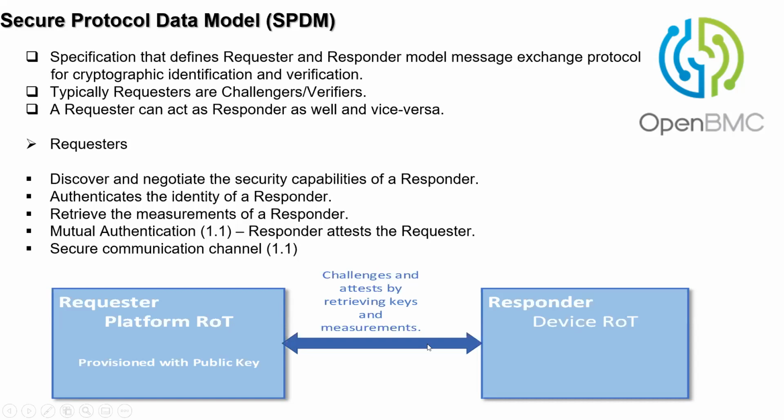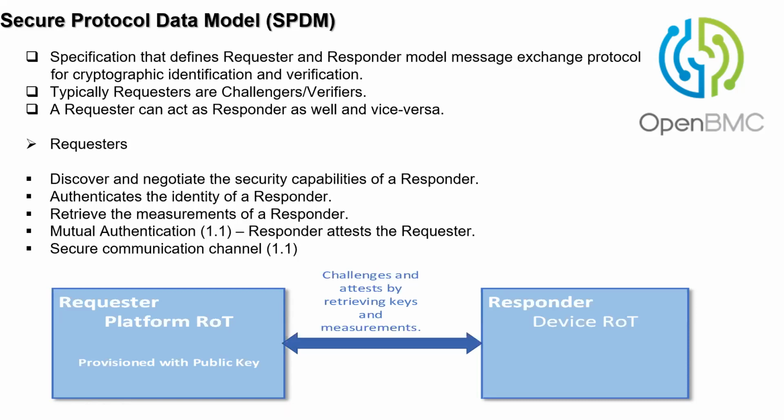Looking at the requester's responsibility, it will discover and identify the responder, and get its version and capabilities. Once it has the version and capabilities, it establishes a trusted communication with the responder, and from there on it starts authenticating the responder with its measurements.